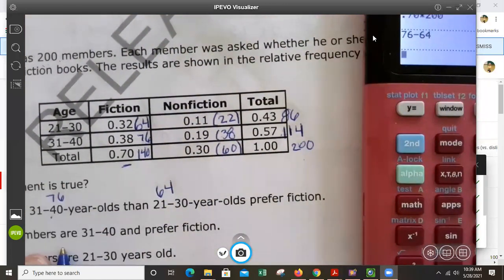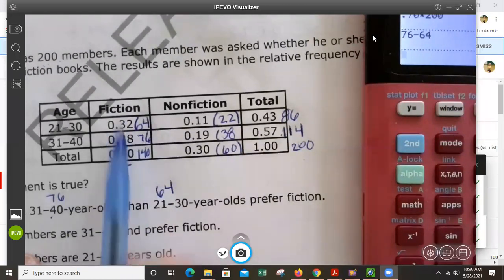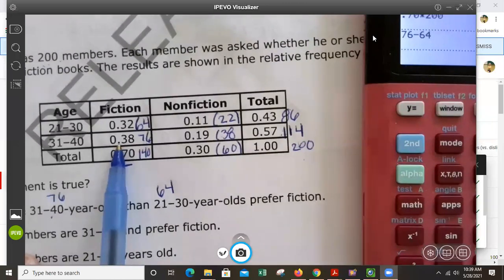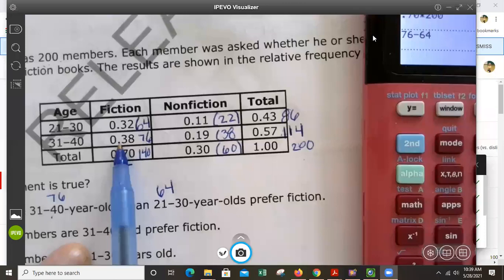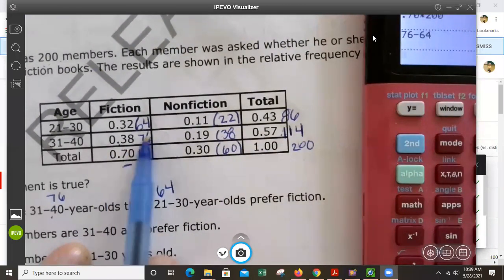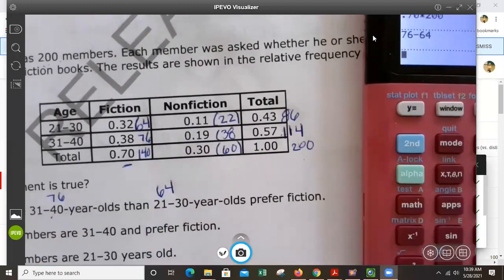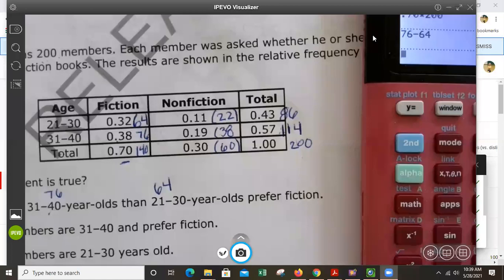All right, 38 members are 31 to 40 and prefer fiction. So let's look at fiction. Is that right? Look at the number of people. No. Am I doing this right? We're gonna figure it out. If I'm doing it wrong, you correct me.